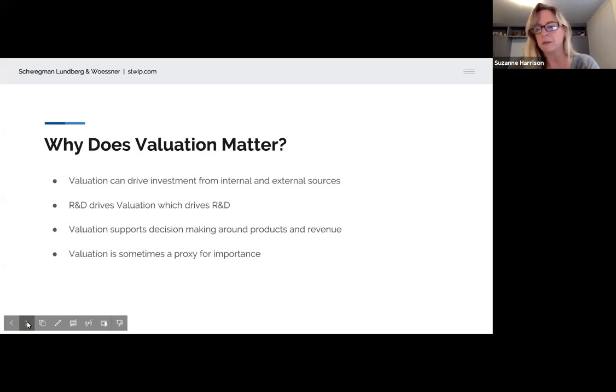And it can also help, as we said before, it can prioritize and be a proxy for importance level. Kent, do you want to add to that?